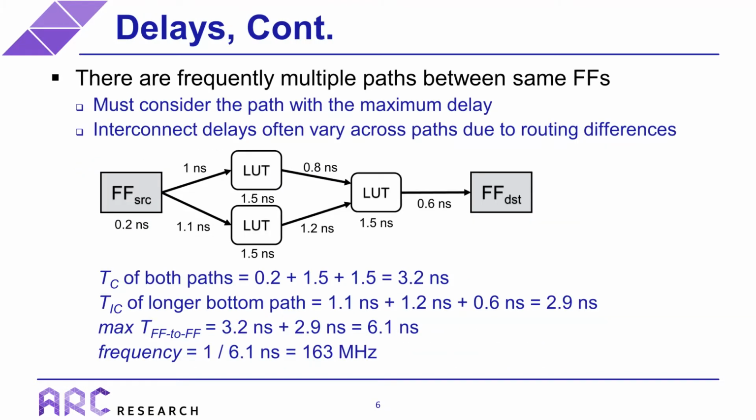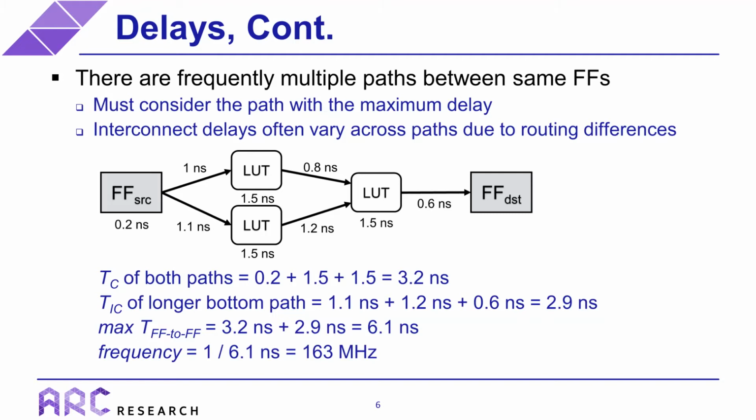One very important thing to be aware of is that there are frequently multiple paths between the same set of flip-flops, and those paths will often have different delays even when using the same set of resources due to differences in the routing of each path. So in these cases, it is critical to focus on the path that has the maximum delay. The circuit shown on this slide illustrates an example of this, where we have 2 paths between the source and destination flip-flops. Now the cell delays of each path here are identical, because they both pass through two lookup tables.